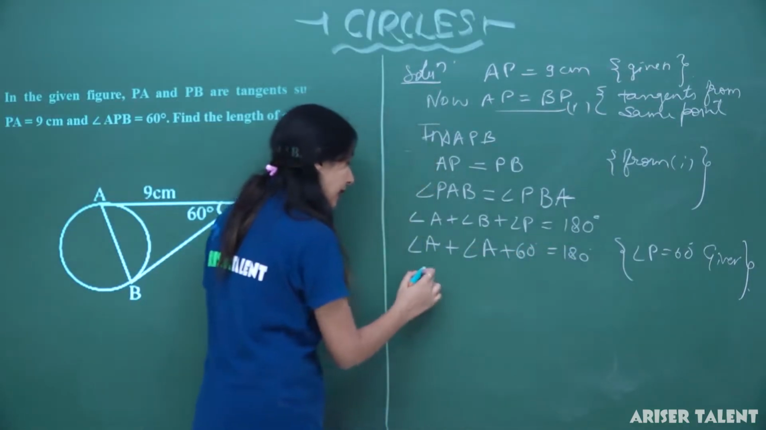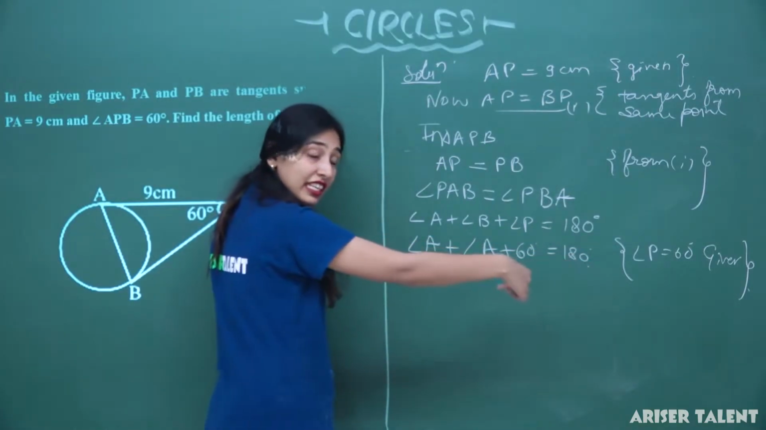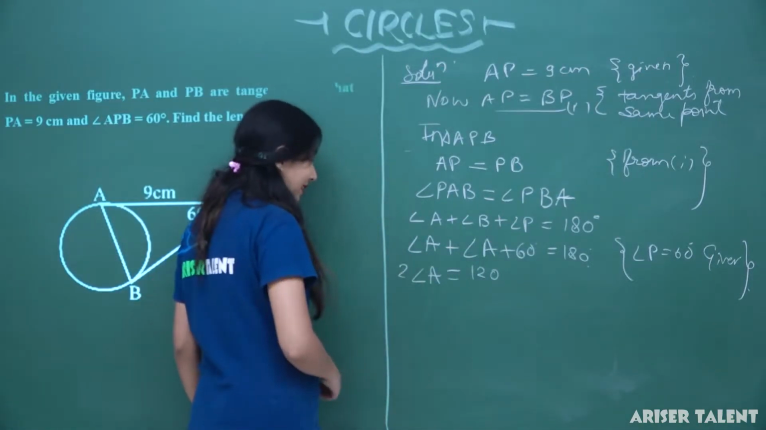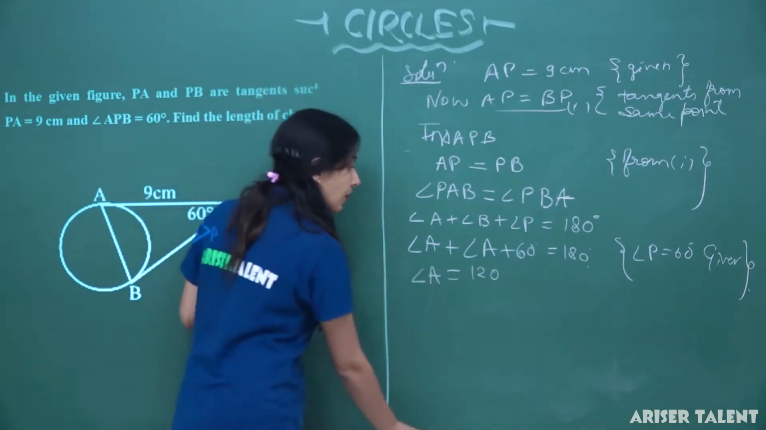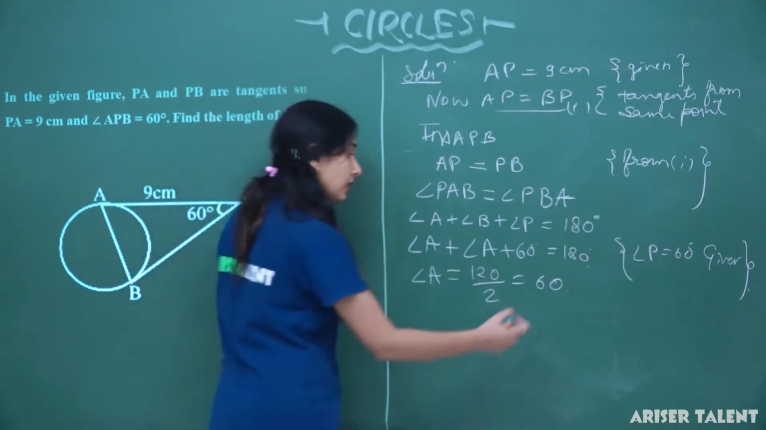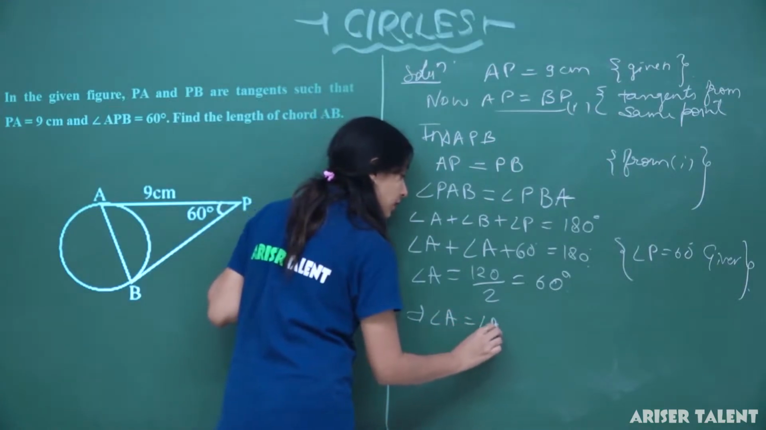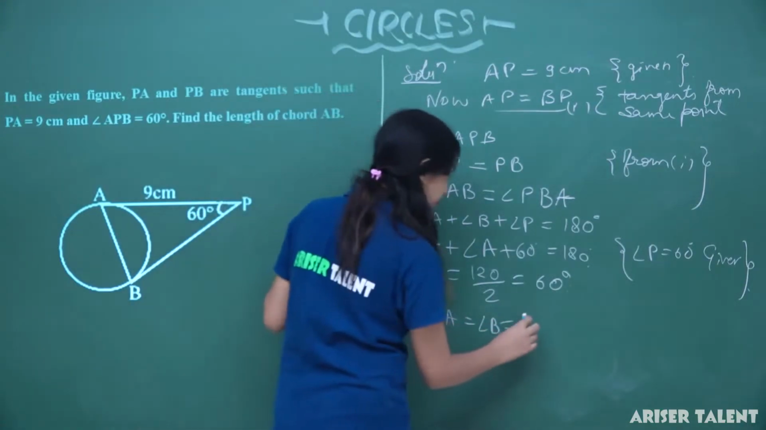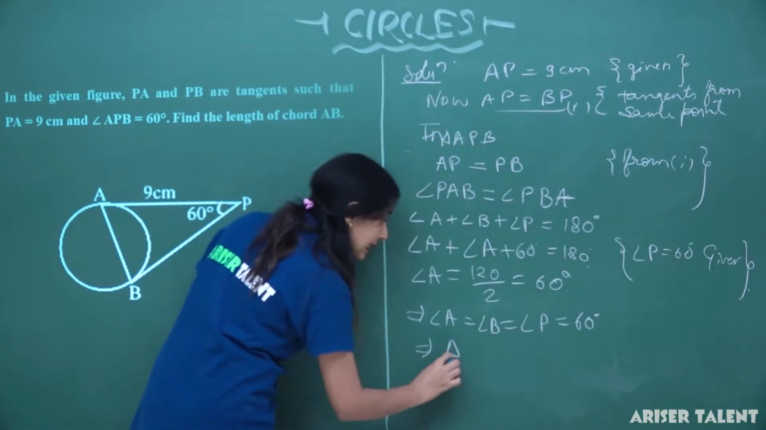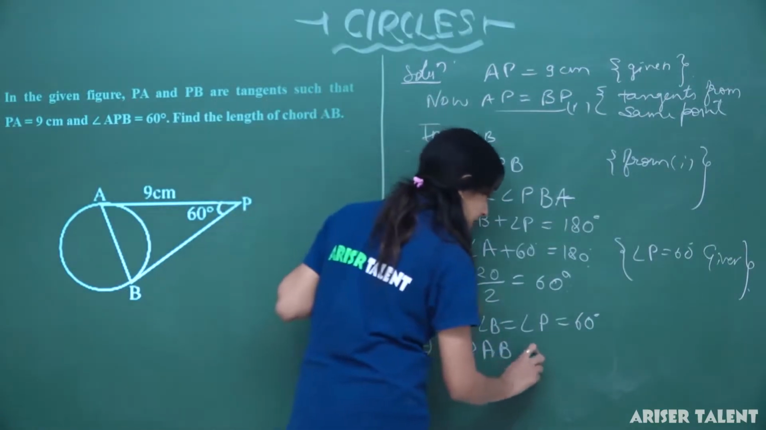From there I can write 2 angle A will be equal to 180 minus 60, and 180 minus 60 is 120. So 120 by 2, that will be 60 degrees. Now if it's 60 degrees, this implies that angle A equals angle B equals angle P equals 60 degrees. This implies that triangle APB is an equilateral triangle.